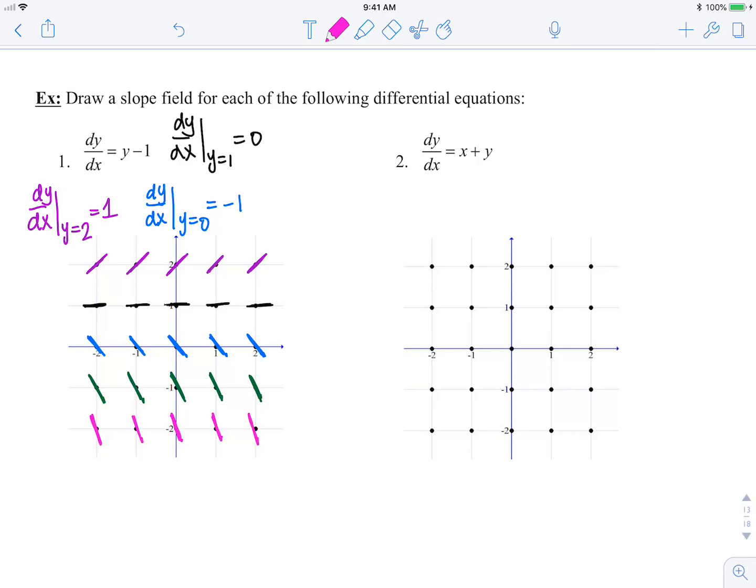So now I'm visualizing the possible equations for y whose derivative gives us y minus 1. It's a family of possible functions that could go through this slope field.